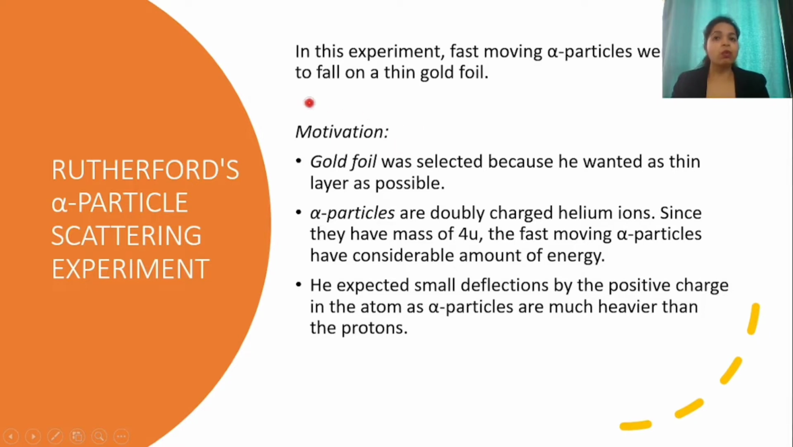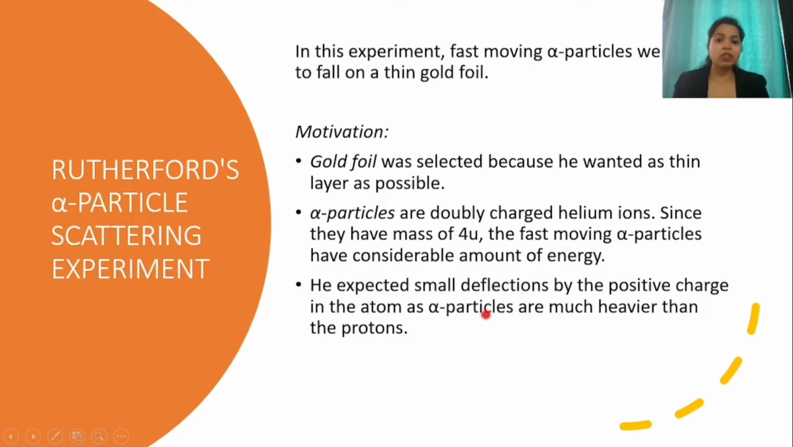Let's see what motivated him to take up the gold foil and the alpha particles. Gold foil was selected because he wanted as thin a layer as possible, and we already know that gold is highly malleable. And alpha particles are doubly charged helium ions, and since they have a mass of 4 units, the fast-moving alpha particles have a considerable amount of energy. So he wanted particles which had considerable energy. For that reason, alpha particles were chosen.